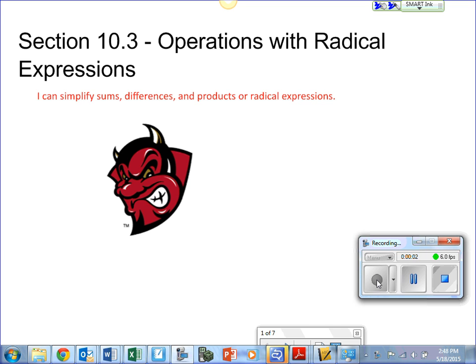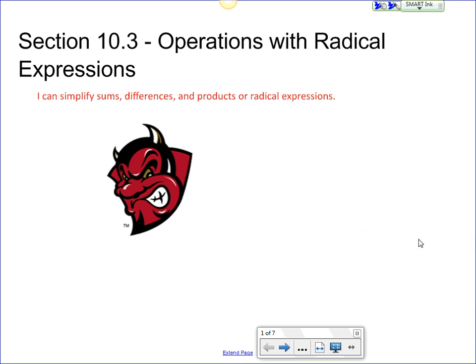Okay, today we're going to be looking at section 10.3, which is operations with radical expressions. Hopefully by the end of this section you can say that you can simplify sums, differences, and products of radical expressions. Okay, so what are we going to be doing today?